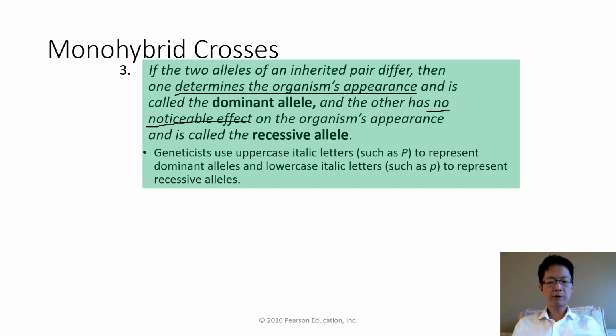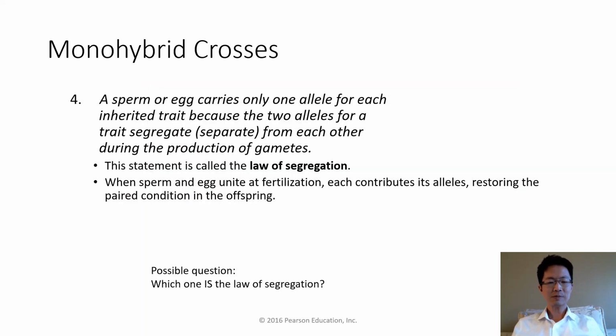So in this case, they give you an example. Let's use the capital uppercase italic letter P to represent dominant allele, and then lowercase italic letter p to represent recessive allele. What does it mean by that? Let's take a look. P is actually the purple color. Purple color is the dominant. Now we'll look at it later. So sperm or eggs carry one allele for each, only one allele for each.